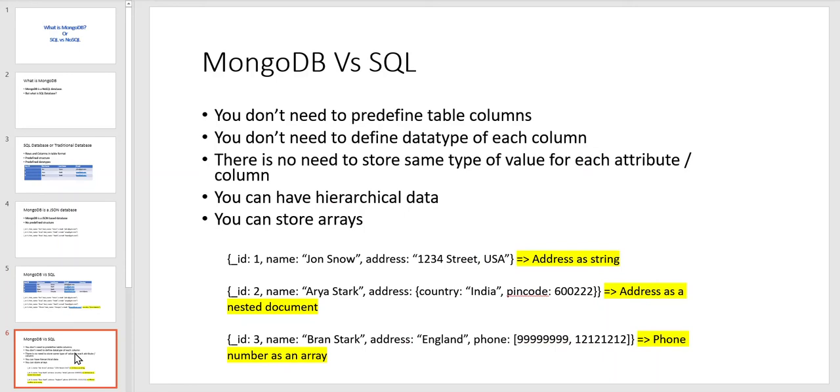You don't need to predefine table columns. You don't need to define data type for the column. There is no need to store the same type of value for each attribute or column. You can have hierarchical data. You can store arrays. For example, if you see here, address is a string value. In the next document, address is a nested document, right? It's hierarchical data. If you see the third document, the phone attribute is an array. Here we store two phone numbers in the same attribute, right? So these kinds of benefits we have with MongoDB.